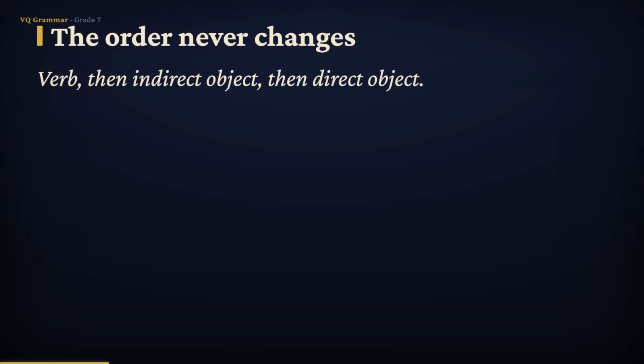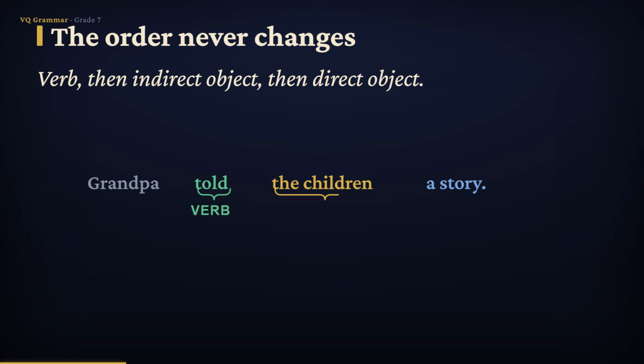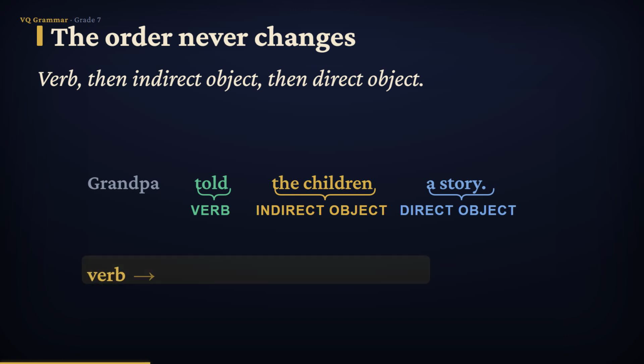Here's the pattern to lock in. Look at this sentence. Grandpa told the children a story. 3 parts carry the meaning. First, the verb, told, the action itself. Then, right after the verb, comes the indirect object, the children, the ones who received something. And last comes the direct object, a story, the thing that was actually told. Notice the order every single time. Verb, then indirect object, then direct object. The indirect object always sits in the middle, tucked snugly between the verb and the direct object.